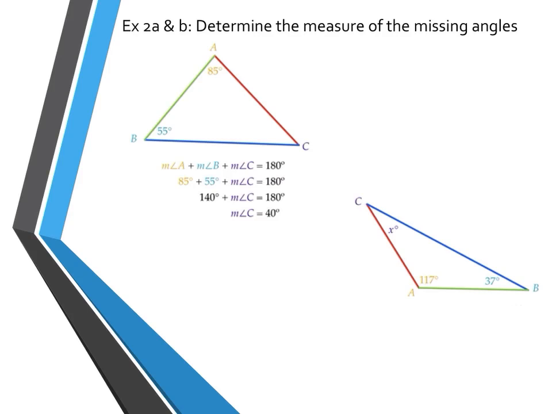Now let's look at our next example, example 2b. We have angle X, 117 degrees and 37 degrees. We're trying to find out what X equals. So we first set up an equation. We say that X plus 117 degrees plus 37 degrees equals 180. Combine like terms that are on the same side, so 117 plus 37 will combine, and then we'll subtract from 180 to move it to the other side, resulting in X equaling 26 degrees.